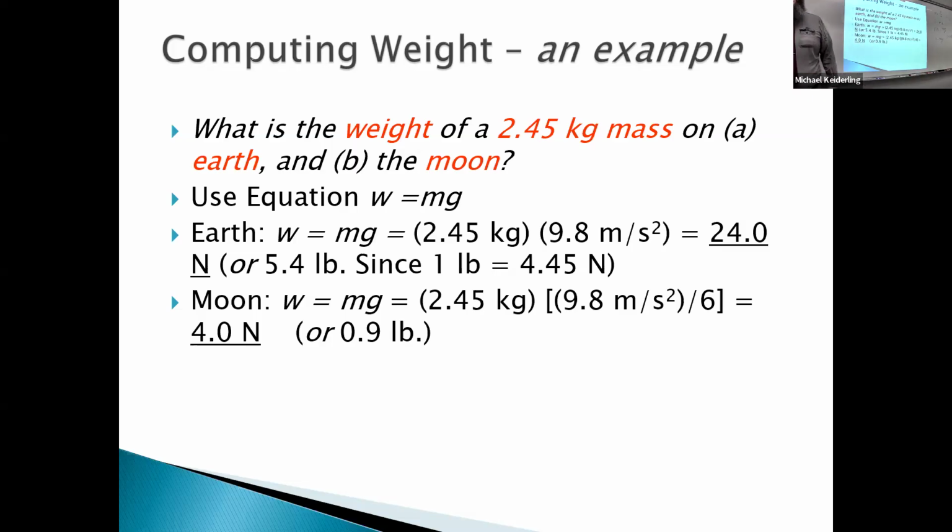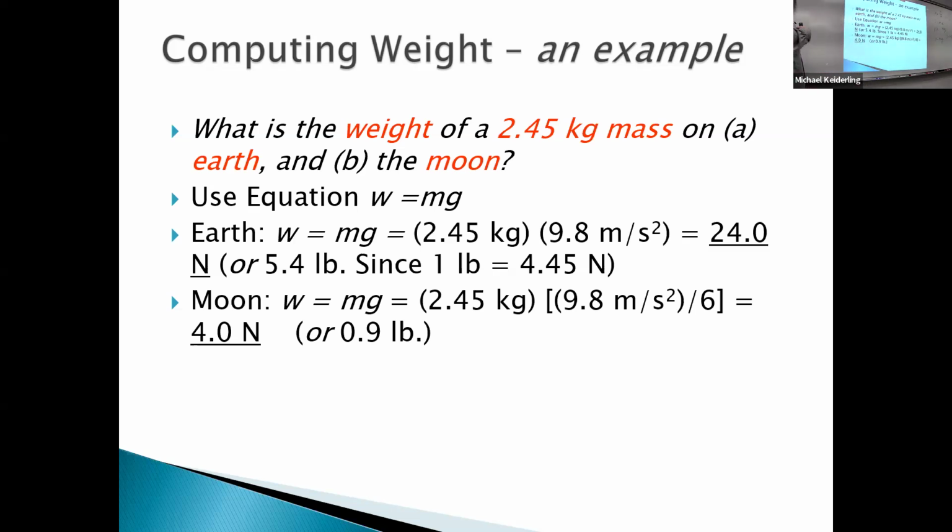And on the moon, 2.45 kilograms times 9.8 meters per second squared divided by 6 gives you 4 newtons. The force would be a sixth of that on Earth. And that's 0.9 pounds. So if you weigh 150 pounds on Earth, on the moon, you'd weigh 25 pounds.